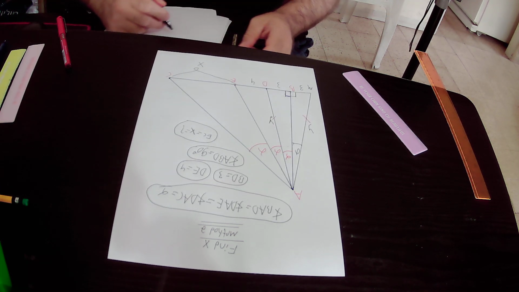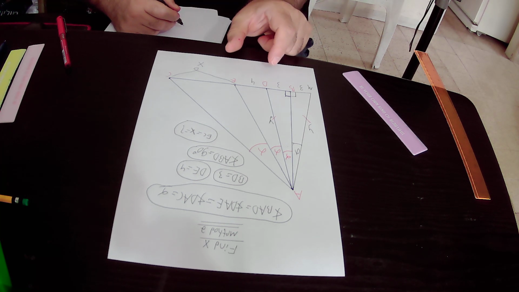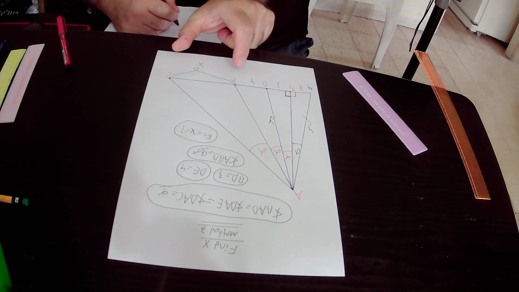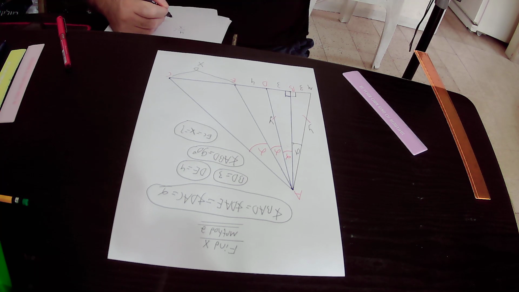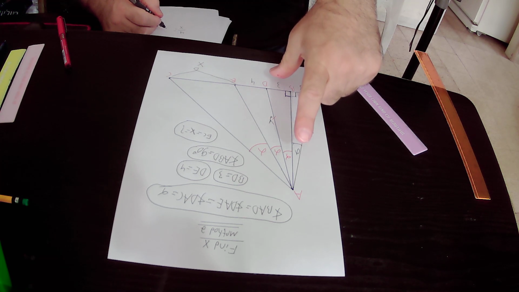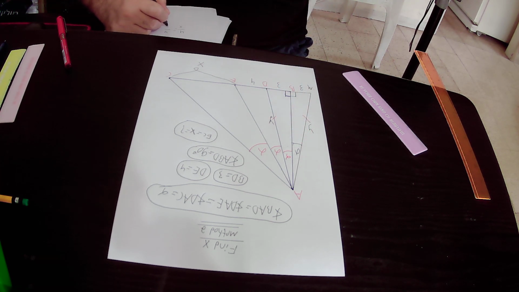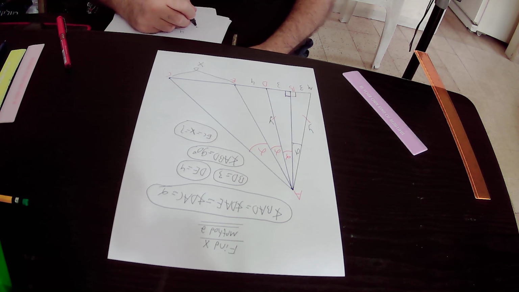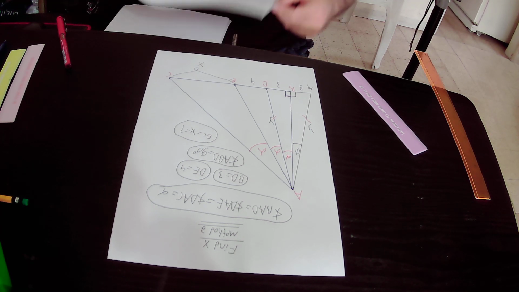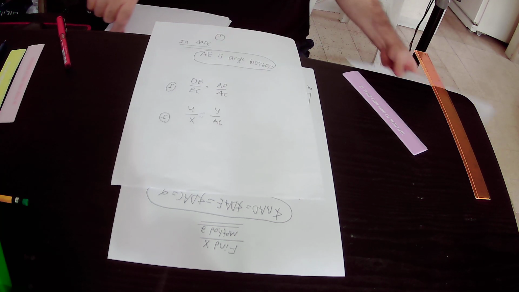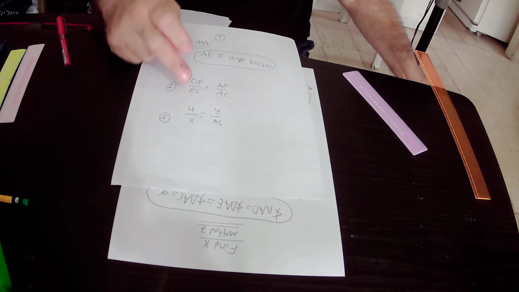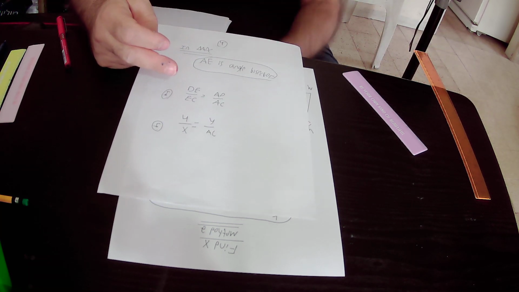But what is the value of DE? DE equals 4. And what is the value of EC? EC equals X. And what is the value of AD? AD equals Y, over AC. So in total we got that 4 over X equals Y over AC.